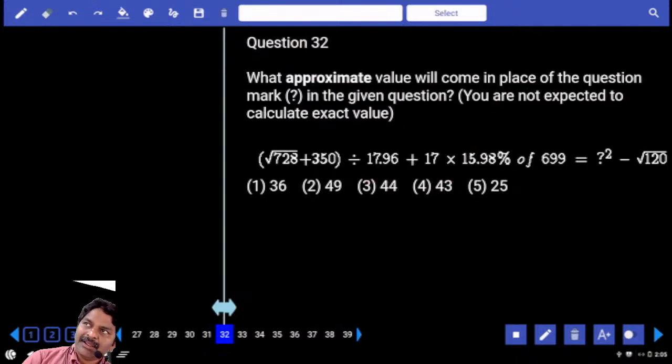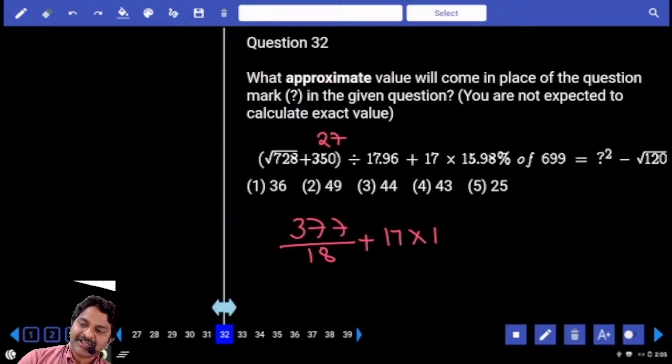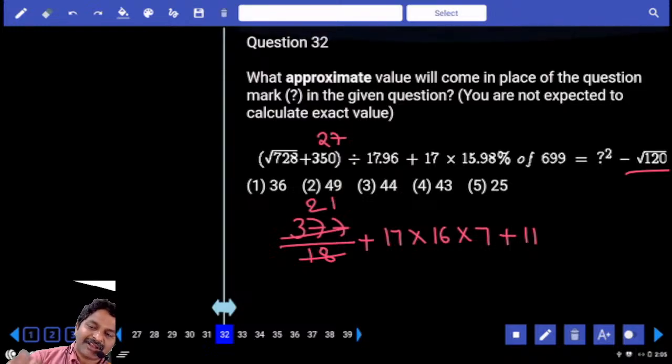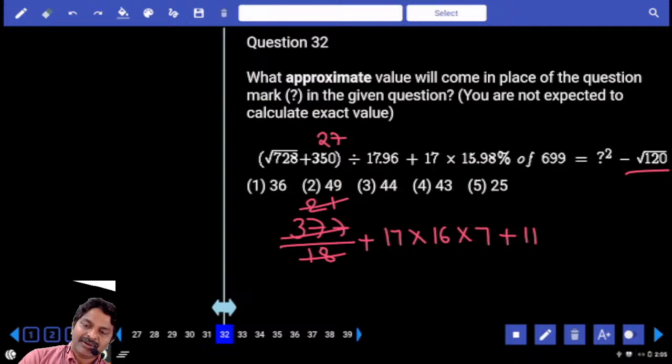435. Next. Under root of 728, 27 plus 350. 377 divided by 18 plus 17 into 16 percentage. 16 into 1% value, which is 7. Right hand side minus under root of 121 will come to left hand side, becomes plus 11. Yes, 18, 20 times is 360. Apart from 360, 17 we have. That means approximately 1 time. Yes, 21 plus 11, let me write 32 here.